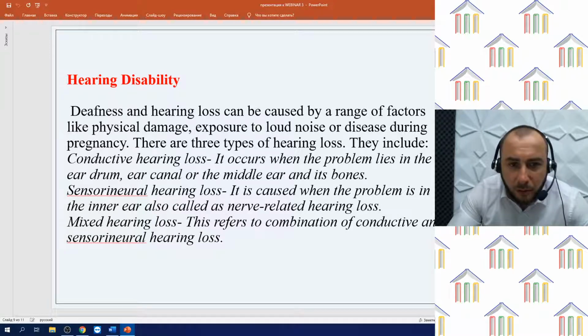They include conductive hearing loss. It occurs when the problem lies in the eardrum, ear canal, or the middle ear and its bones. Sensorial hearing loss. It is caused when the problem is in the inner ear, also called nerve-related hearing loss. Mixed hearing loss. This refers to a combination of conductive and sensorial hearing loss.